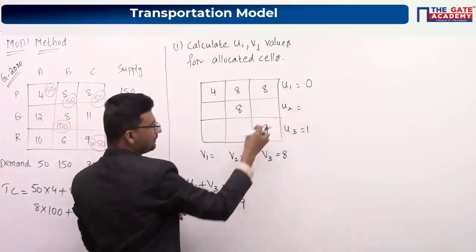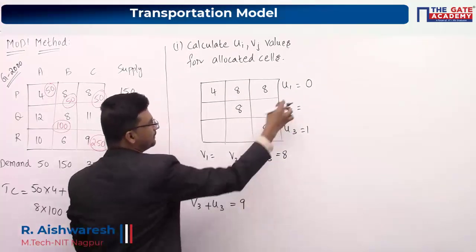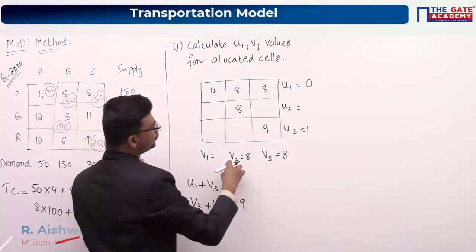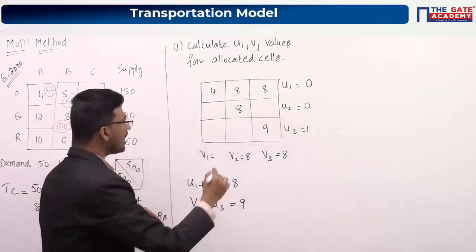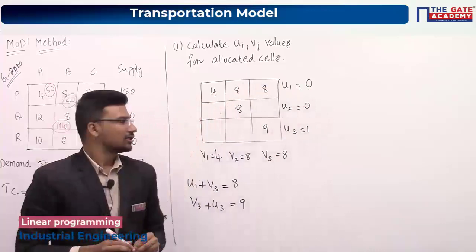So now what about other values? u1 plus v2 is equal to 8. That means it should be 8, so 8 plus 0, it should be 8. Now similarly you can calculate v2 plus u2 is equal to 8. That means this should be 0 and this should be 4. So 4 plus 0, it will be 4. So like this you have to calculate.